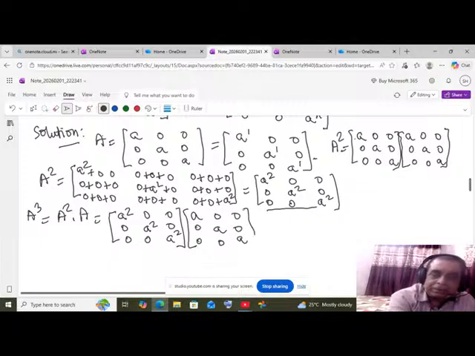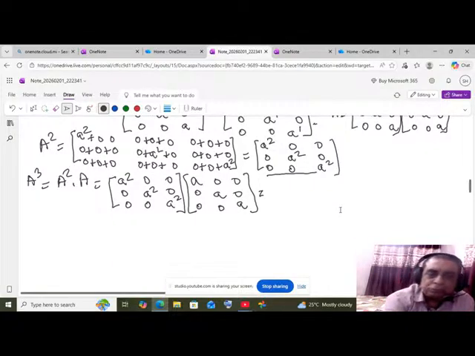Now multiply it by the same method, that is rows into columns. So first row multiplied with first column, the first element of the first row. A squared times A is A cube. Now 0 multiplied with 0 is 0, and 0 multiplied with 0 is 0.